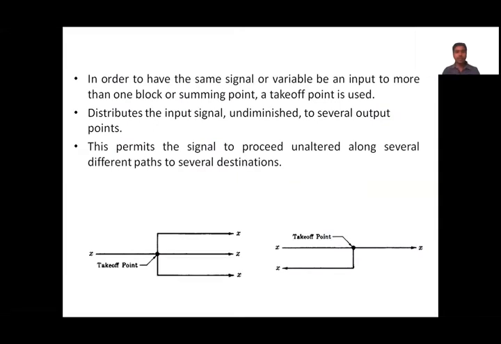So this is one more example of a takeoff point. Either one signal splits into three lines or three lines combine at a point to give the same signal. Here we are not adding these signals and we are not dividing these signals. We are taking the same signal and making the same signal available at three lines. So in the same way, in the three lines, the same signal is combining and getting the same signal to a single system. This is nothing but the takeoff point.